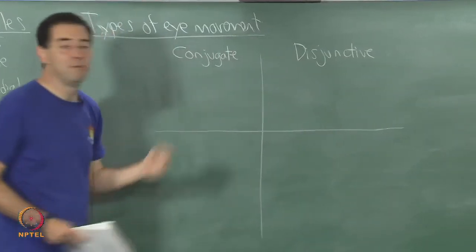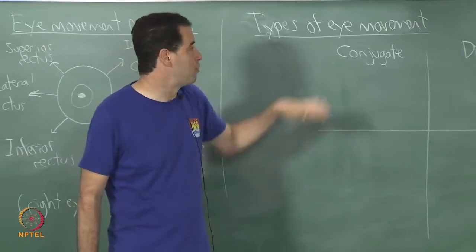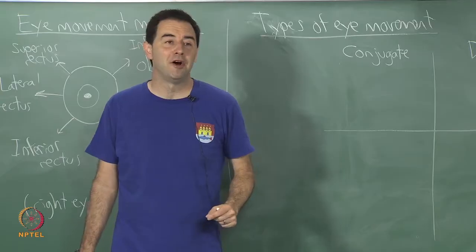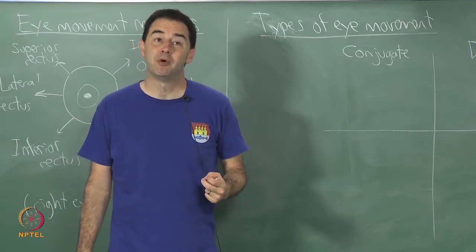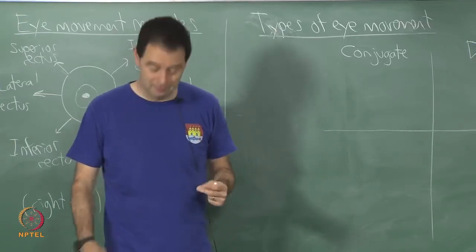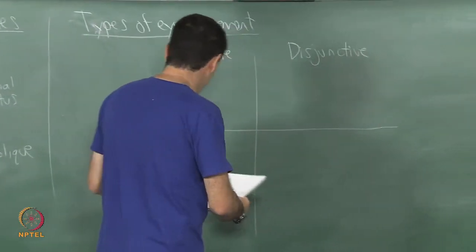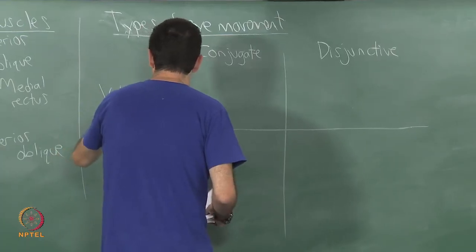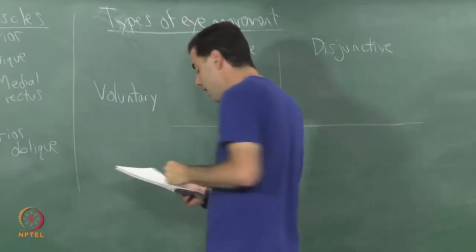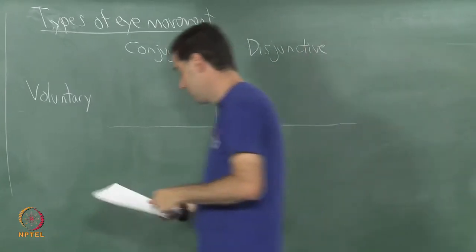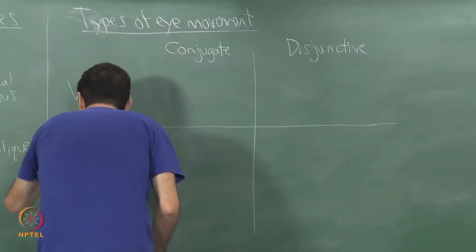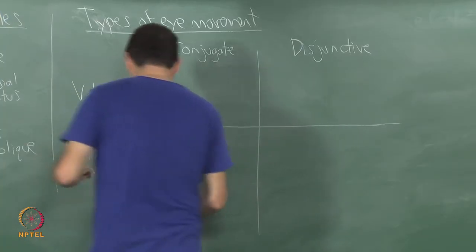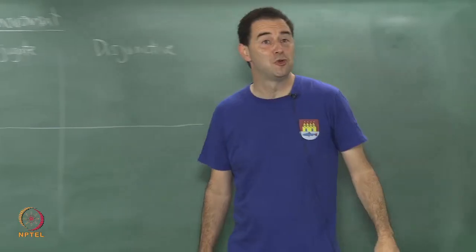So conjugate will mean that both eyes are moving together. For whatever the purpose is of the movement, they're moving together. And disjunctive means that they're executing separate motions somehow. They're not doing the same motion. And over here for this row I will have voluntary, which means that you can consciously control it, or involuntary, which means you have little or no ability to control it.